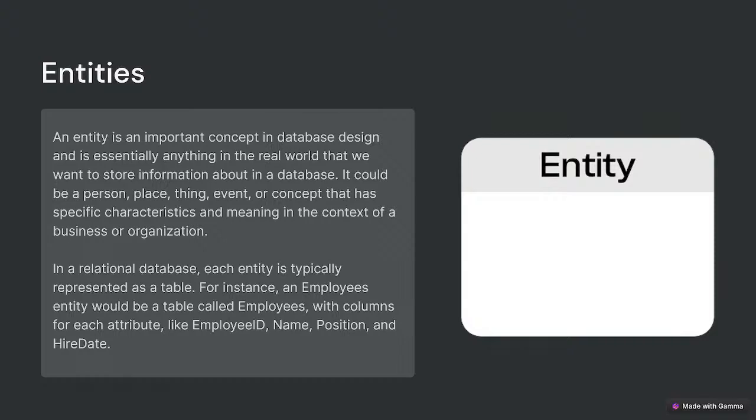For example, another example is an organization, the students. A student is a person, right? The information about the student. So the student itself will now be the entity table. Then the information about that student will now be each of the attributes or columns. So in a relational database, you typically represent your entity as a table. For instance, an employee entity will be called an employee table with columns for each attribute, like employee ID, name, position, hire date, and so on and so forth.